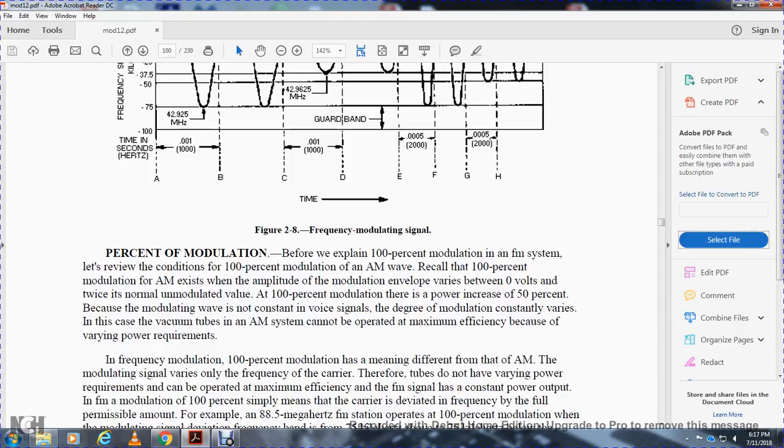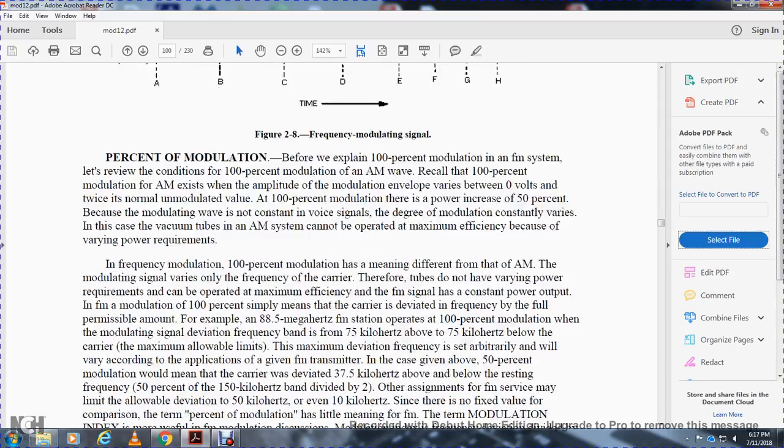At 100% modulation, there is a power increase of 50%. However, the modulating wave is not constant in voice signals. The degree of modulation constantly varies. In this case, the vacuum tube of the AM system cannot be operated with maximum efficiency because of the varying power requirements.